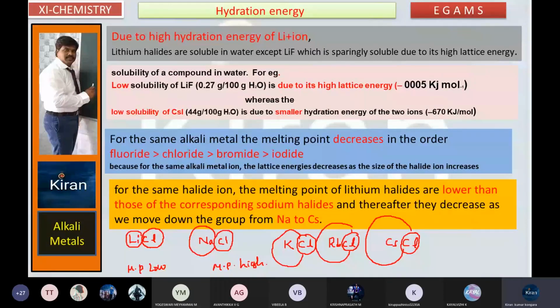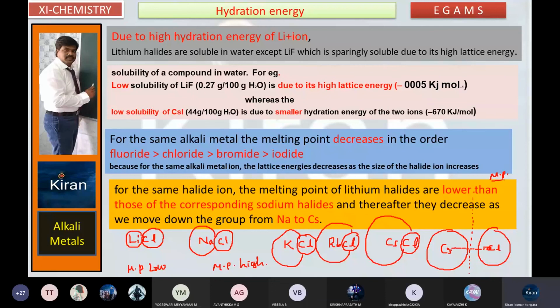When the size increases, the number of water molecules held decreases. For example, cesium is here and chlorine is here. So the distance is very high, from the center of one nucleus to the other nucleus. So they can dissociate easily. When you apply heat energy, this bond will deviate easily. Hence, the melting point is less.